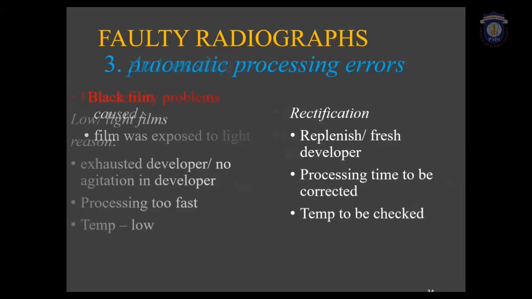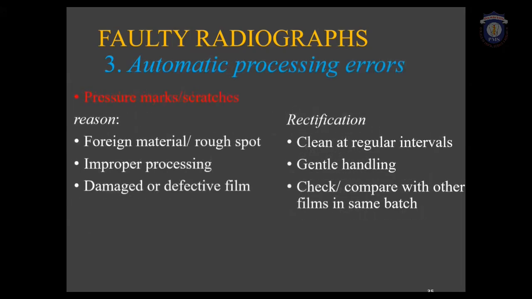All these can occur in automatic processing. In the automatic processes, scratch marks can occur when there is foreign material or a rough spot due to improper processing or due to a damaged or defective film. So to rectify this, ensure that the automatic processor is cleaned at regular intervals, handle the processor gently, and compare with the films in the same batch.